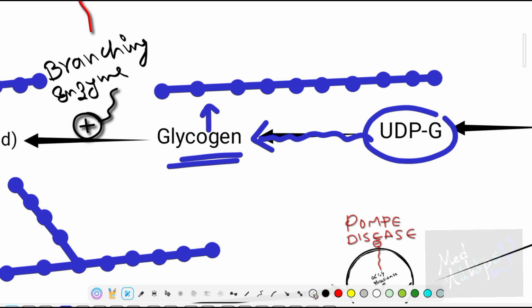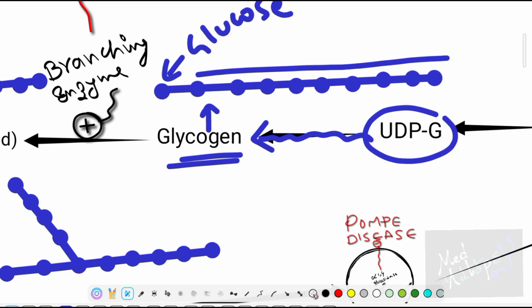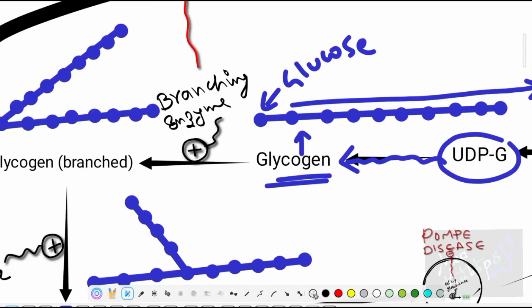Actually, this is not the total final product. This glycogen which is forming here is linear. Can you see here, each bead is one glucose. So glucose is attached in this linear manner, so it increases its area. We don't want that.